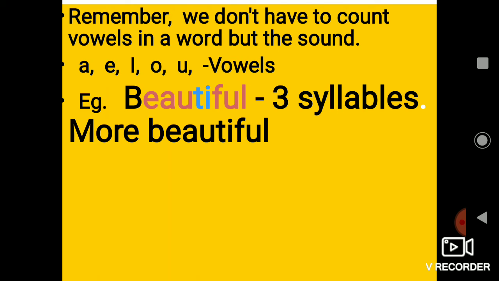Okay. So we can say that there are 3 syllables. How? If we split this word into 3 parts. BEAU plus TI plus FUL. So we have 3 different sounds in this word. So we can say 3 syllables are there, right? So it means more than 2 syllables are there in the word. So we use more before this word.